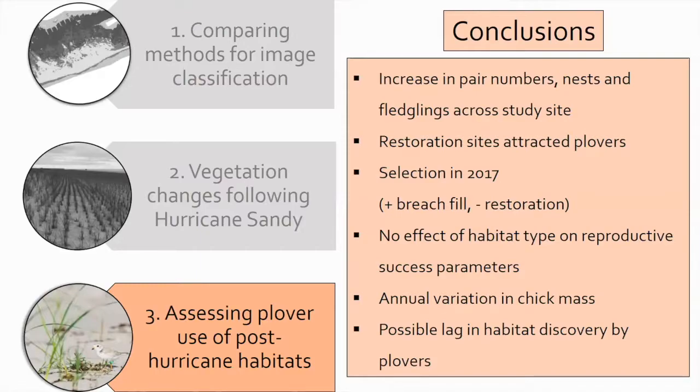There was, interestingly, no effect of habitat type on any of those reproductive success parameters, but there was some annual variation. And one of the things I mentioned earlier is that sometimes there can be a delay in birds discovering new available nesting habitat or nesting sites. And so in that instance, it could be the fact that some of these sites just haven't been got to yet, haven't been maximized yet.